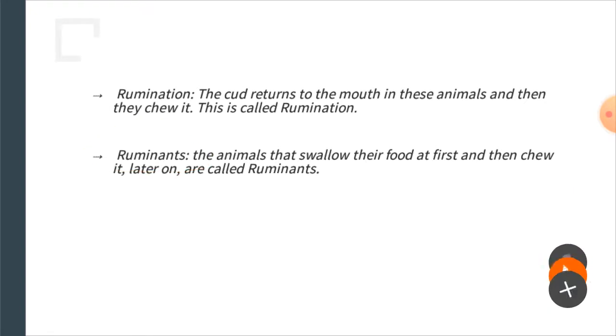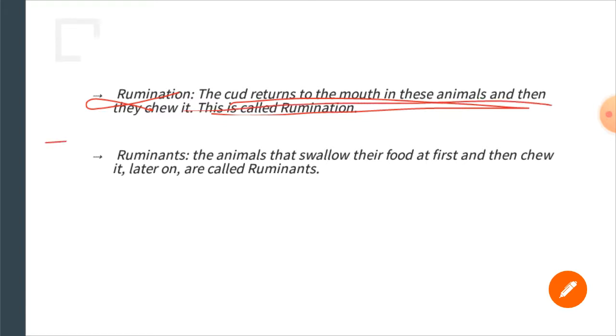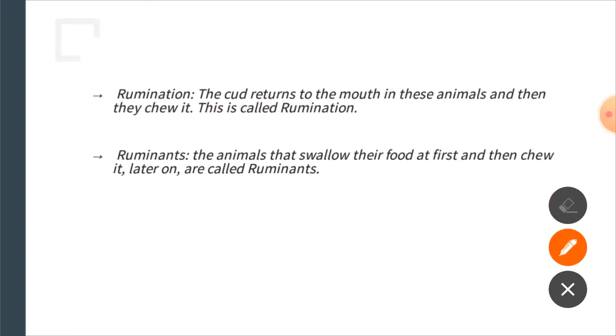Rumination happens. So now rumination happens. What is rumination? The animal chews it, and then they bring it out again. Now the cud rumination happens. This whole process is called rumination. Rumination means the cud returns into the mouth in this animal, and then they chew it. This is called rumination. Meaning the cud comes back into the mouth, then the animal chews it and then brings it out again. That is only called rumination.